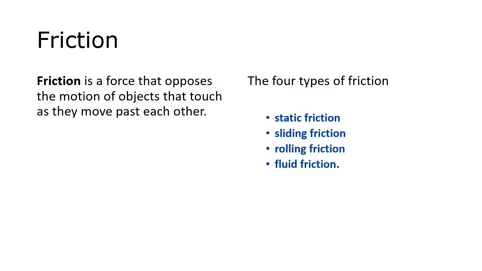Friction is a force that opposes the motion of objects that touch as they move past each other. There are 4 main types of friction: static friction, sliding friction, rolling friction, and fluid friction. On a cold day, it is common to rub your hands together to warm them up. It is the friction between your palms that causes the heat.